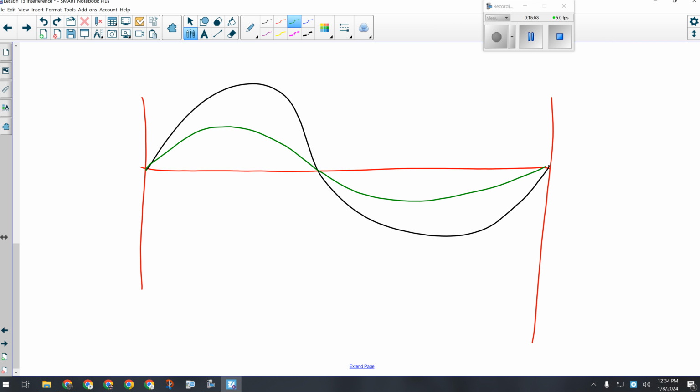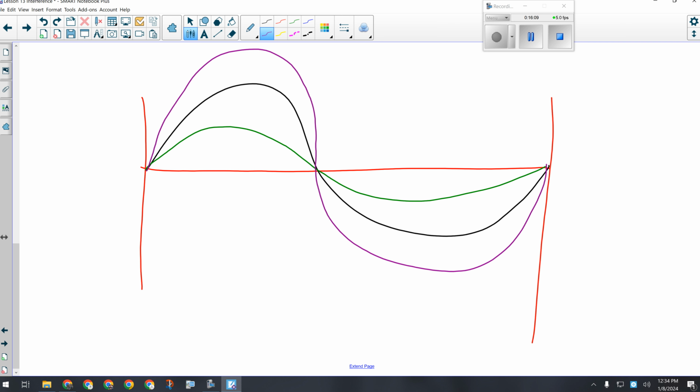So in this question here, the correct answer would be a wave that is the sum of the two waves that are interfering. Everybody with me so far?